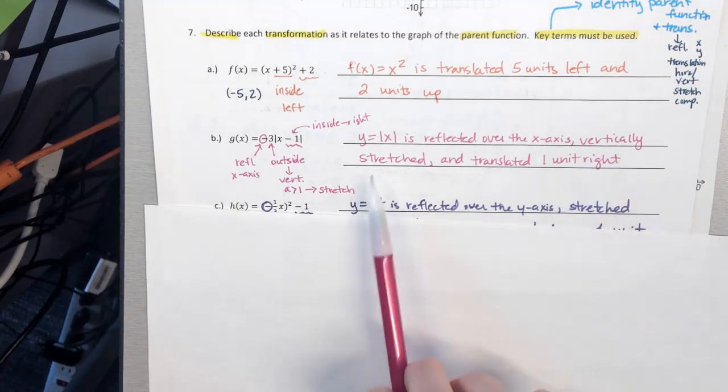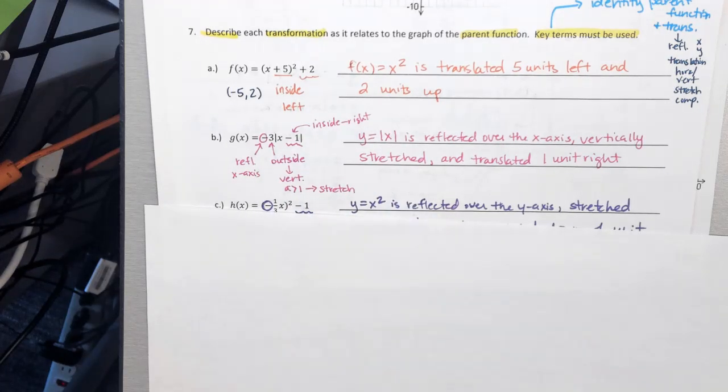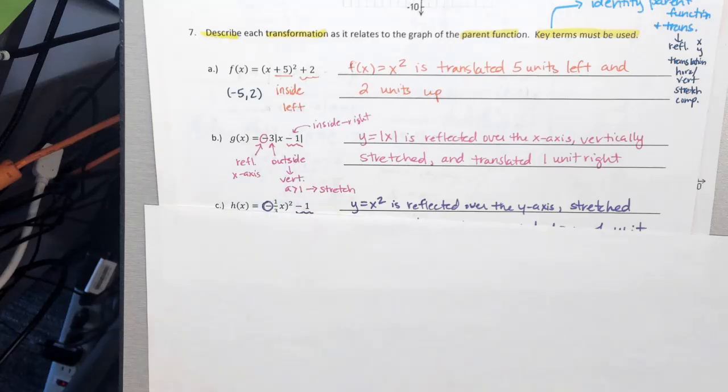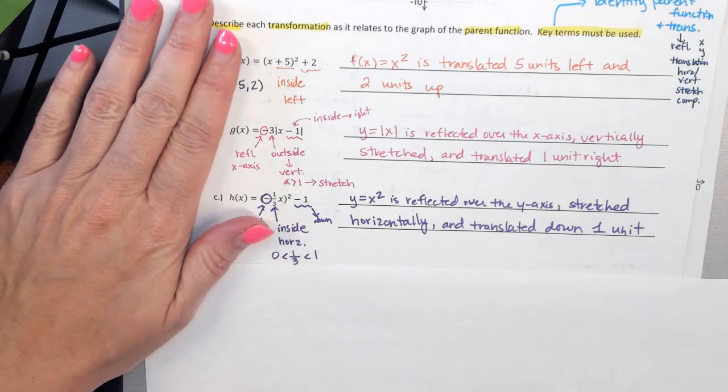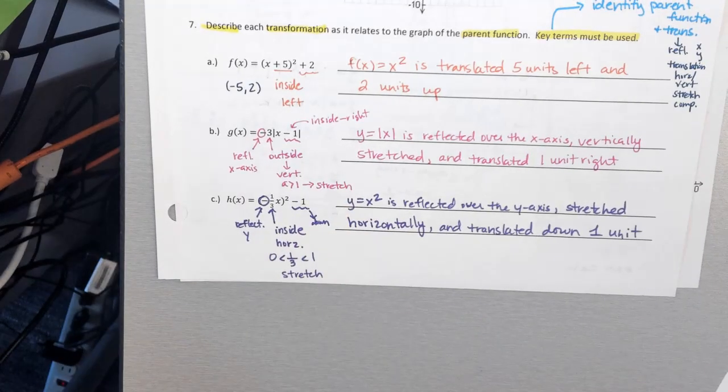Okay, I said that you could say what it's stretched by. You can say by 3, but just be careful because horizontally it's a little bit different. And it's going to be vertical because this is outside of that absolute value, which means it's vertical. And because it's greater than 1, it's a stretch. And then the vertical and the horizontal rules are switched.